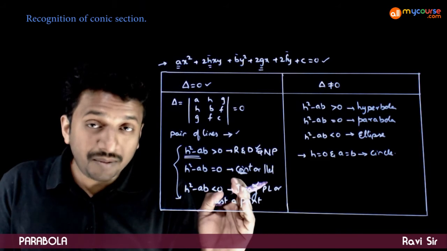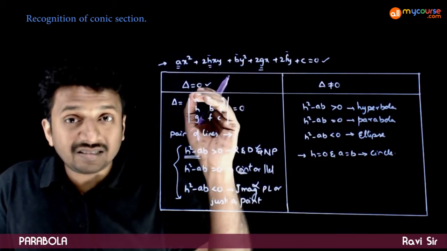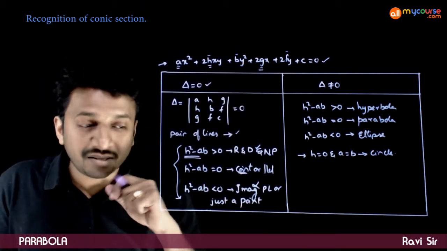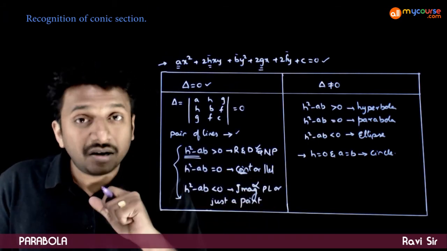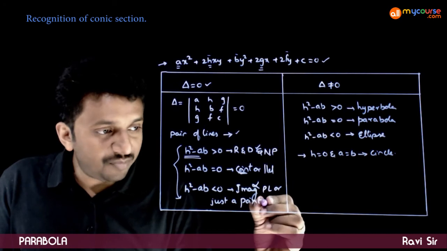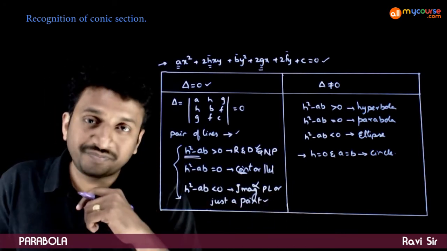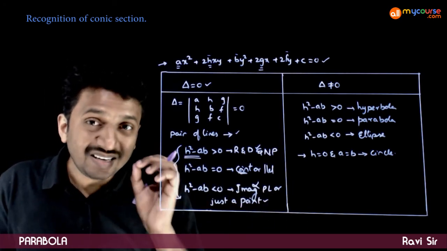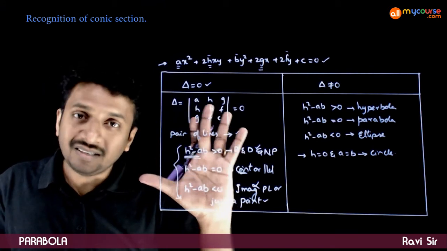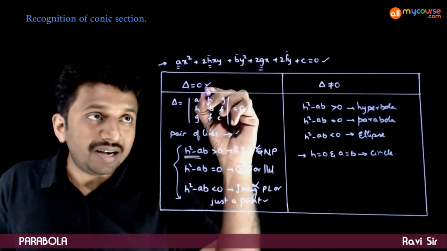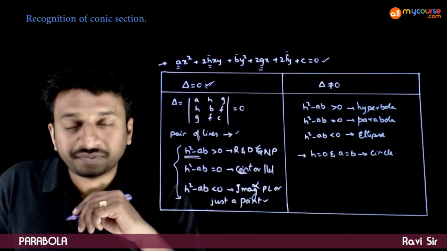Why do we call it imaginary? Because delta is equal to 0, this looks like a pair of lines. But h² − ab less than 0 means they are not really a pair of lines. They represent just a point, just the intersection point. So this is the nature when delta is equal to 0.